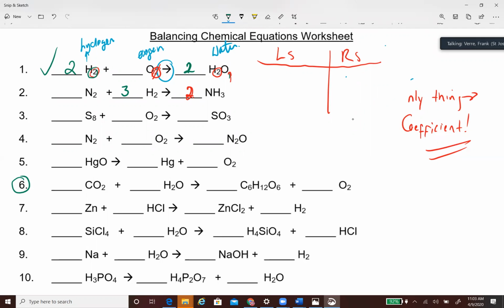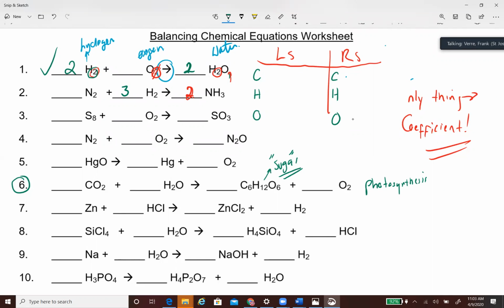Okay, so on the left, we have 3 types: carbon, hydrogen, and oxygen. On the right, we have carbon, hydrogen, and oxygen. Now, carbon dioxide and water give us something called a sugar. Don't worry if you don't know that. And there's your oxygen. This is actually photosynthesis, if you're curious. This is how plants make food.